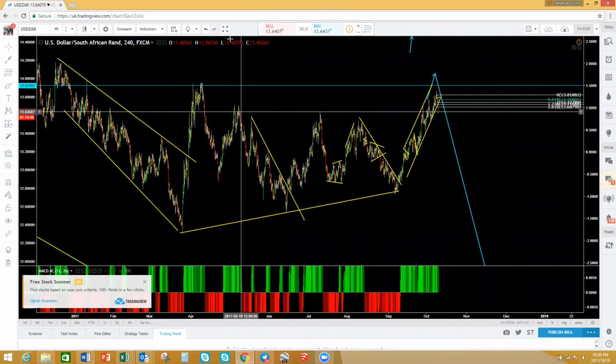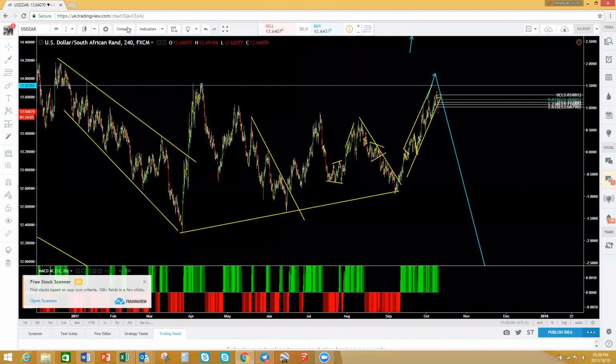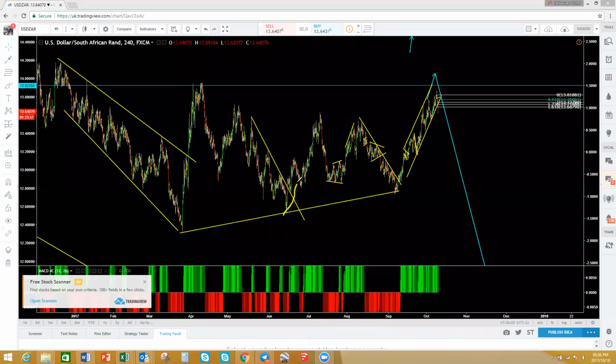So I always say Elliott wave is not about all those labelings that we put on there. It's about the patterns that we're looking at. So here, there's something very interesting. We had this impulsive wave here, and after that impulsive wave, we have this.